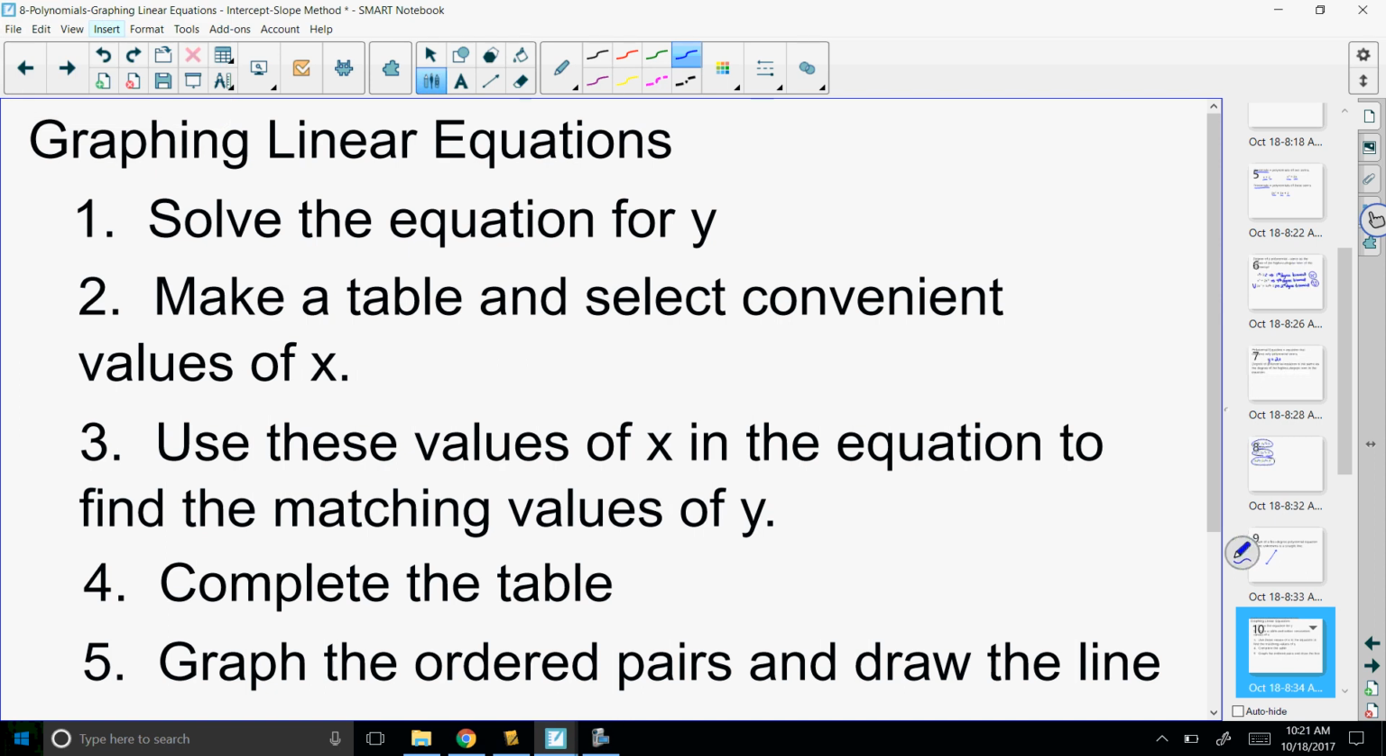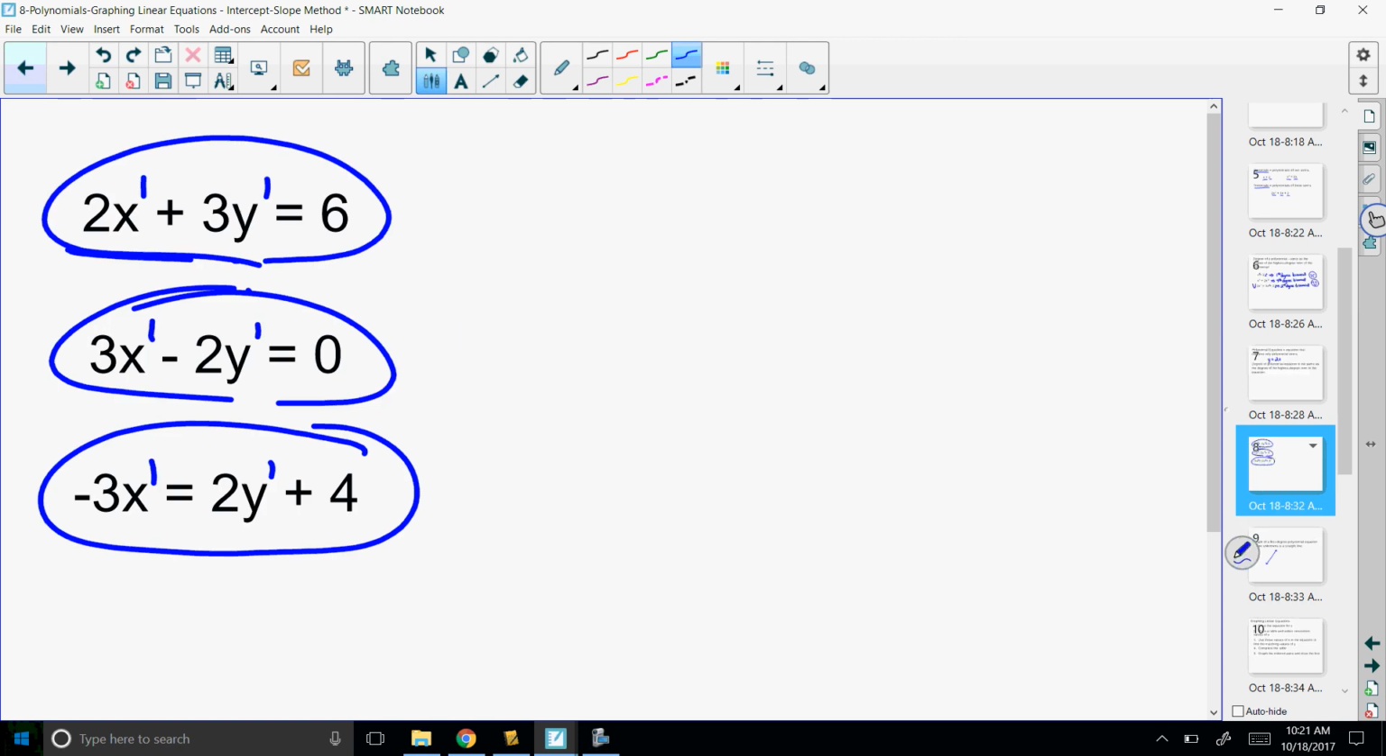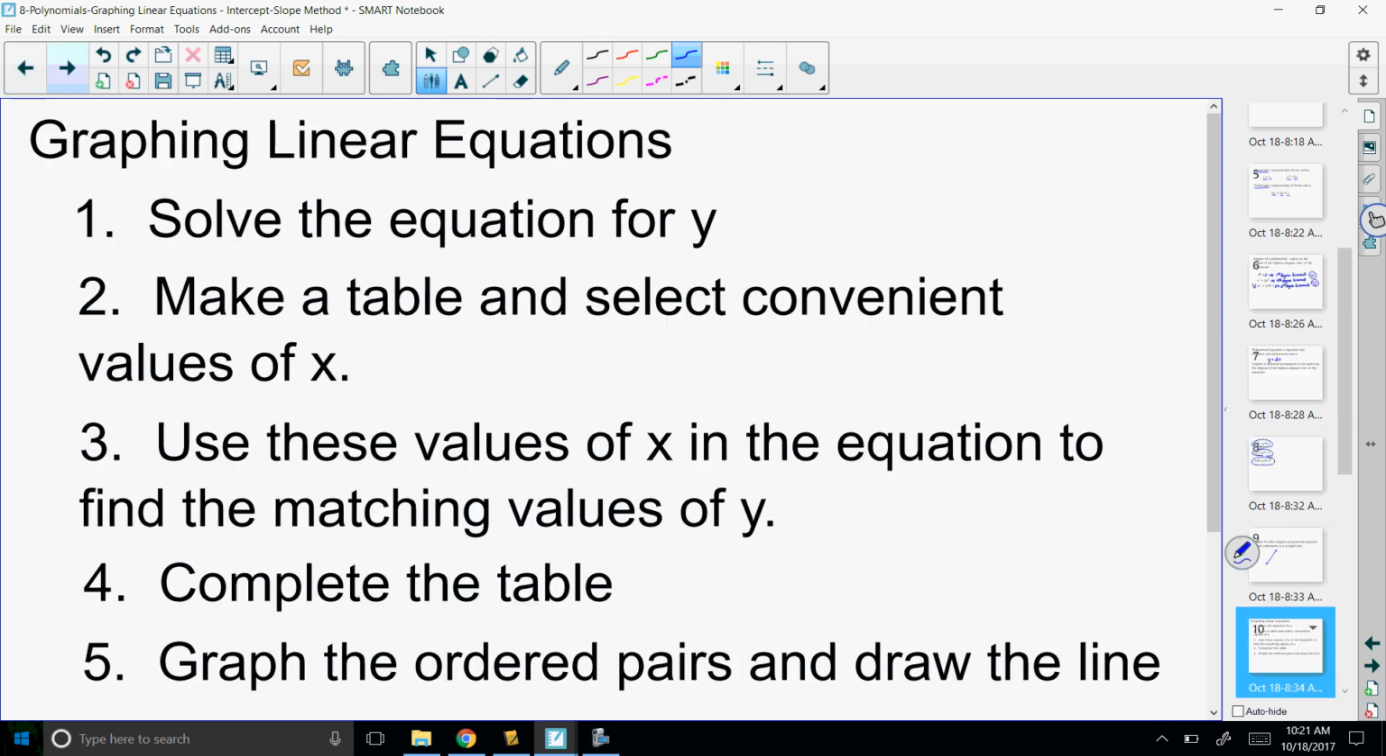Okay, so we're going to start graphing linear equations. And when we are graphing linear equations, one method that they talk about is this systematic approach. And within that systematic approach of graphing linear equations, let's back up here. What was an example that I had? We had 2x plus 3y equals 6.